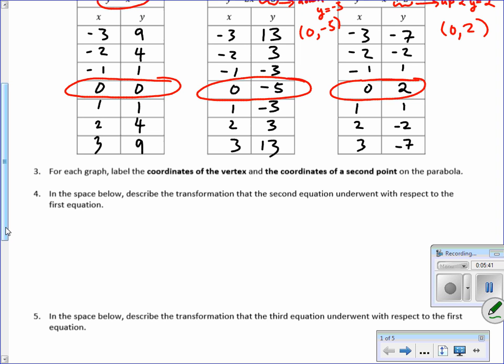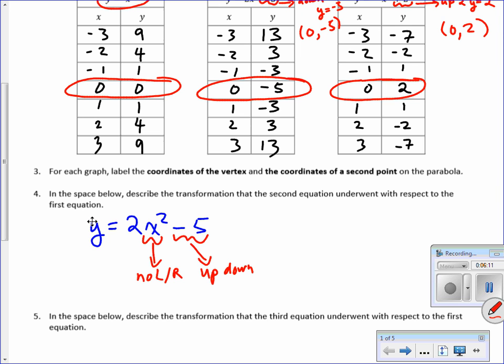And if we took a look at the second equation, y is equal to 2x squared minus 5. Notice on the x squared term, there is no left-right movement. But on the movement up and down, there is an up and down movement. Right? So basically what we would say is our translations are the following.